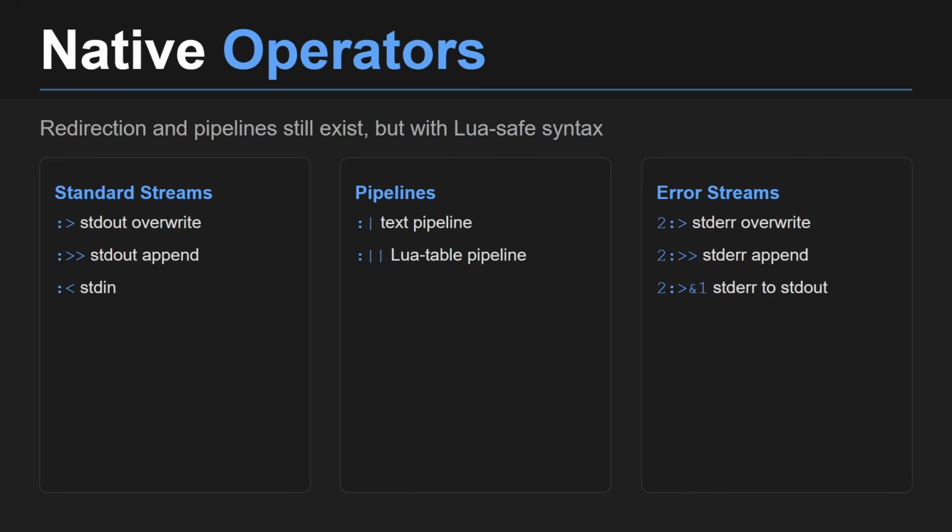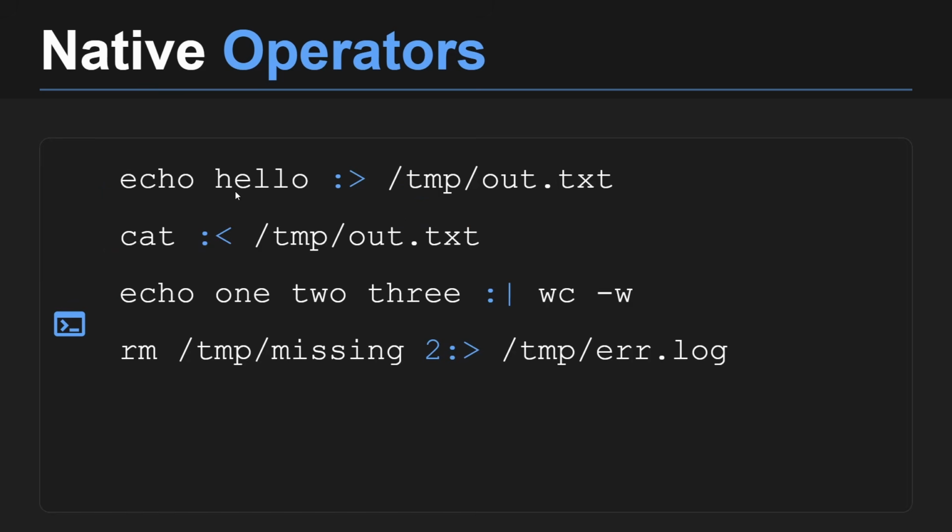So it's very similar to what you get on normal shell, but you start with that colon in front of it so that you can distinguish between Lua things like greater than, less than, and these special redirection and pipe operators. So here's an example. If I do echo hello, then in shell you would just do greater than /temp/out.txt. Here you do colon greater than.